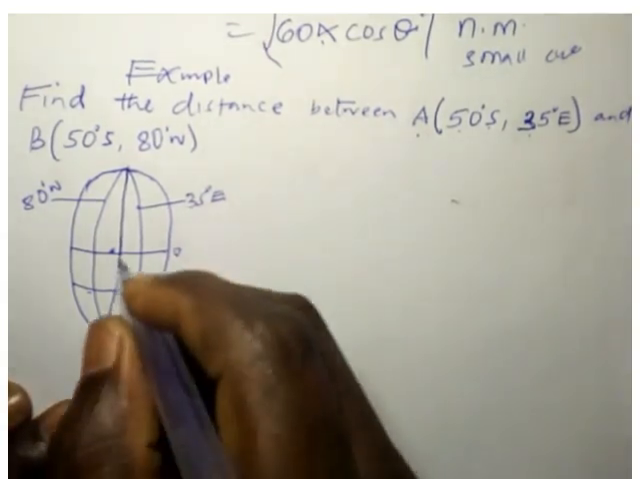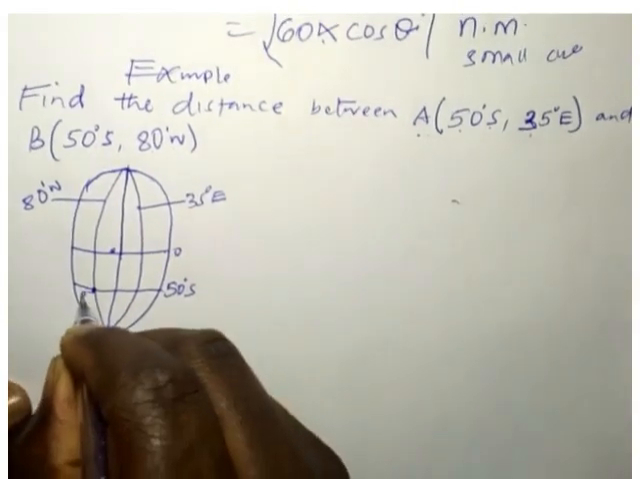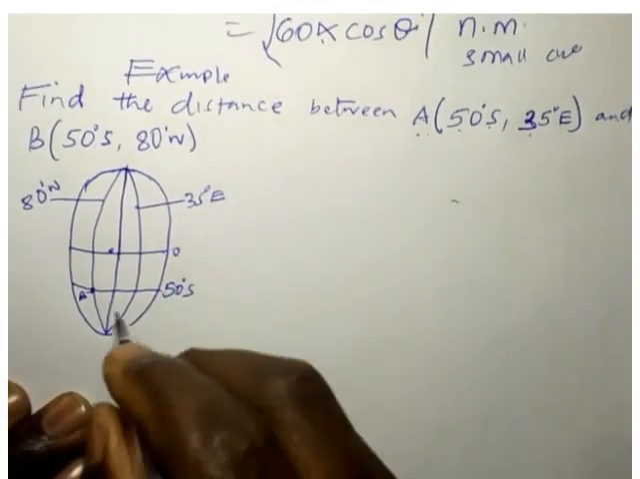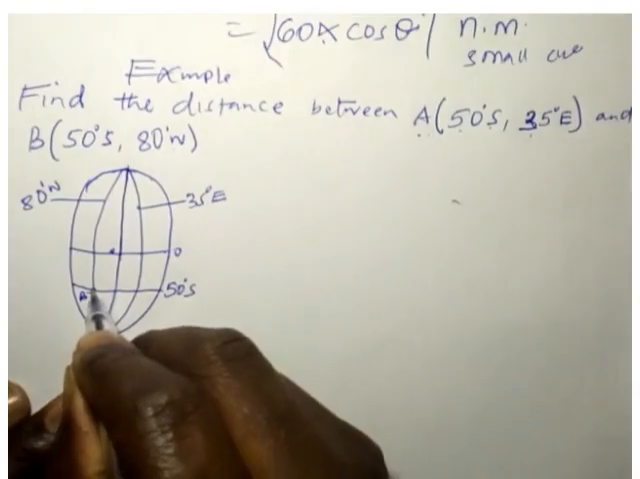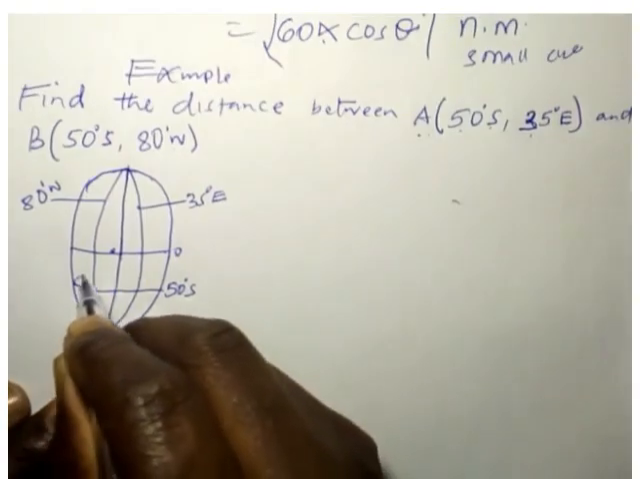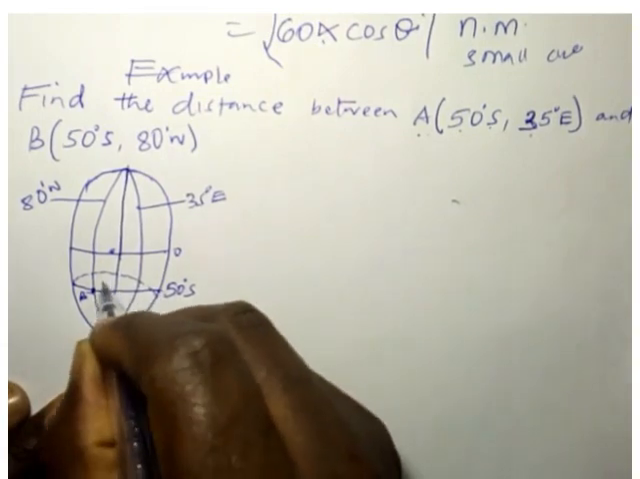Therefore we have our point B here. Because this one is a small circle, we will draw the circle like this. So where is the center? The center is here.